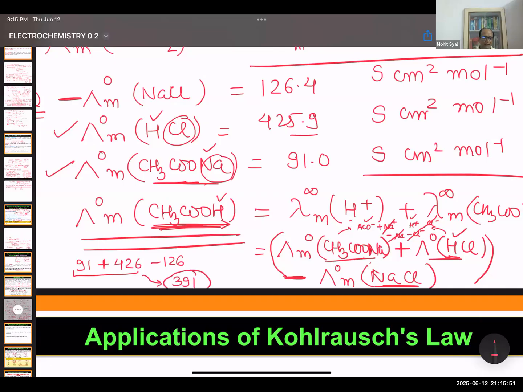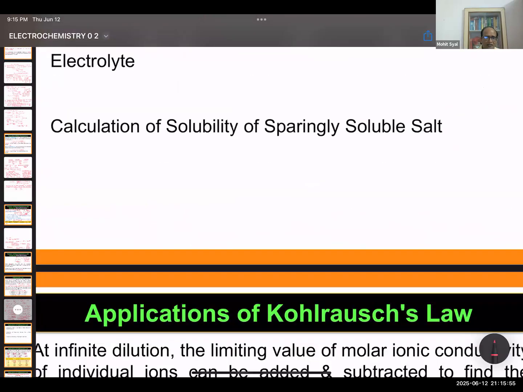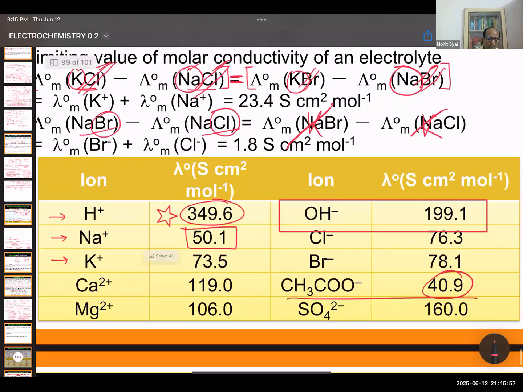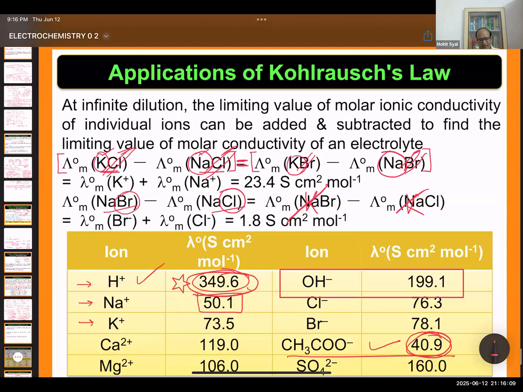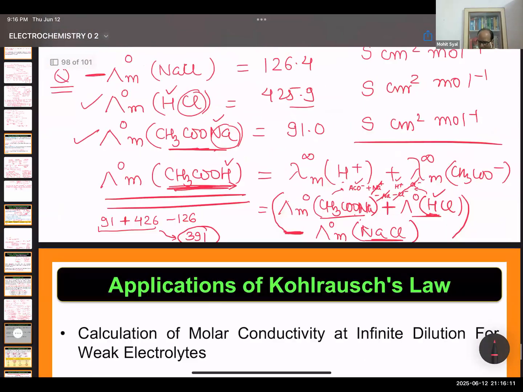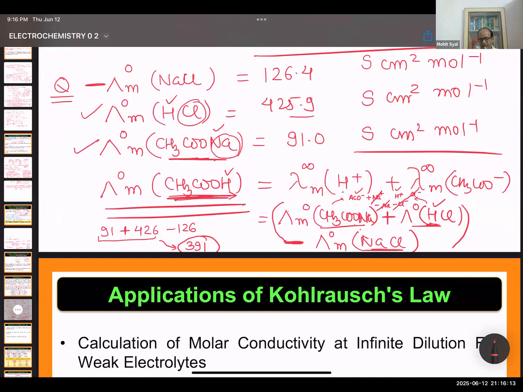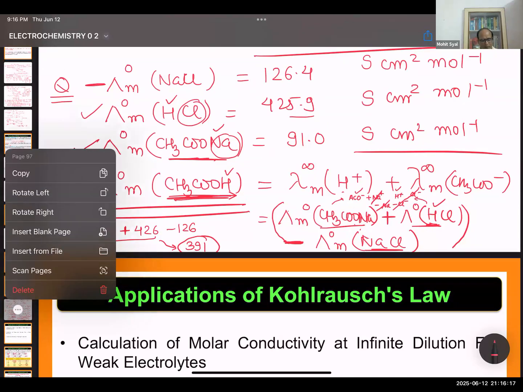The other way to do this problem is that if they had given the direct values of H plus and acetate, you can add them. This is 350 and 40.9. So again, it is 391 by direct addition. But indirectly, if they give it like this, you have to do it this way. Okay, so let me do one more question.